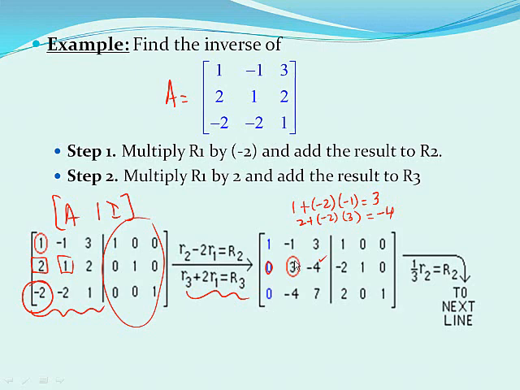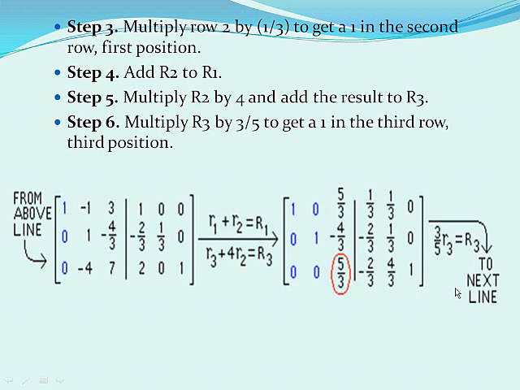Now we need to have the 2 2 entry to get 1. That is part of the main diagonal here. So to get 1 there, I need to multiply the second row by 1 by 3. That is this operation here. So we get this 1.